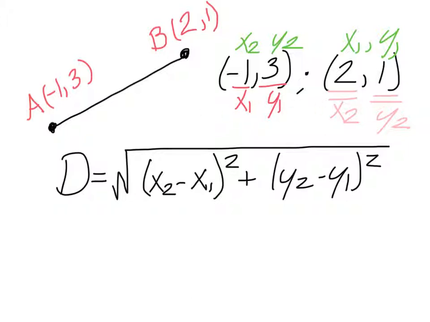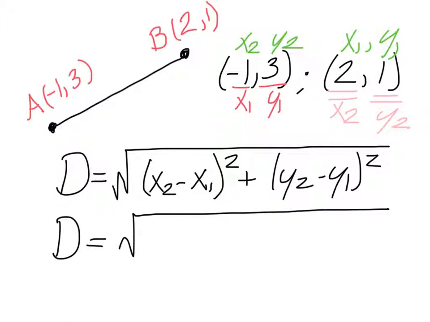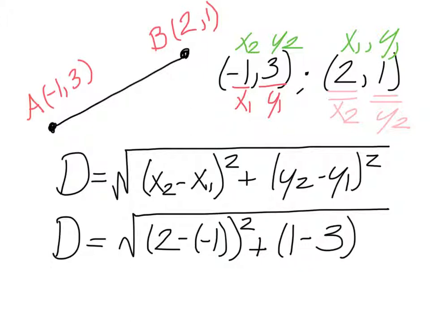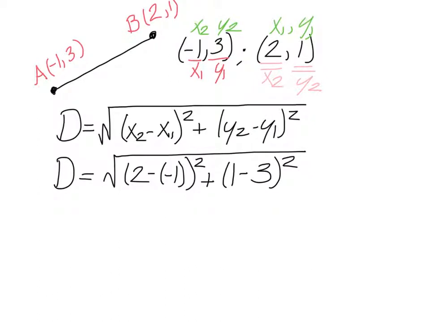So let's go ahead and fill in our information. So D equals, take the square root of everything. x2 is going to be 2. Then I'm going to take away negative 1, since x1 goes with negative 1. Then I'm going to say plus 1 minus 3. Raise that to the second power, and I have what I need. Okay, let's zoom out just a little bit. So now what I want to be able to do is to go ahead and simplify this.